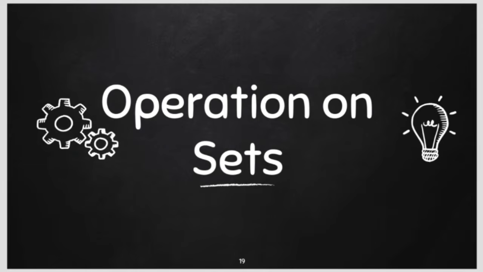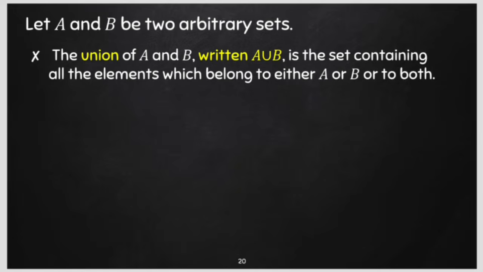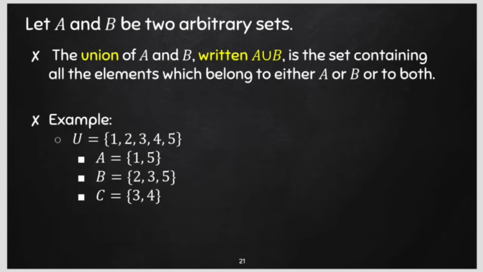Next, we have operations on sets. Start with union. The union of A and B, written A ∪ B, is the set containing all the elements which belong to either A or B or both. So you simply combine their elements without repeating the same common elements. So let's say, for example, you have here the universal set {1, 2, 3, 4, 5}. You have A = {1, 5}, B = {2, 3, 5}, and then you have C = {3, 4}.